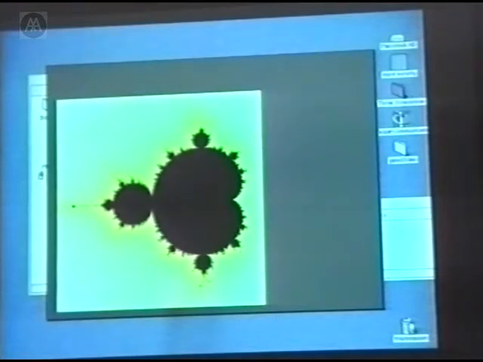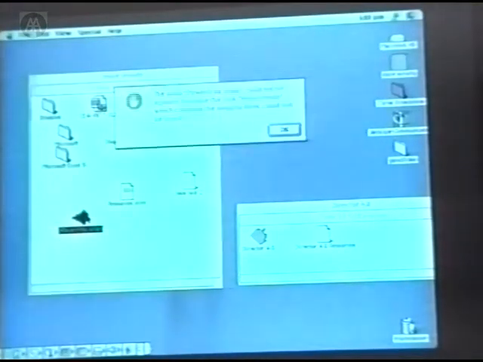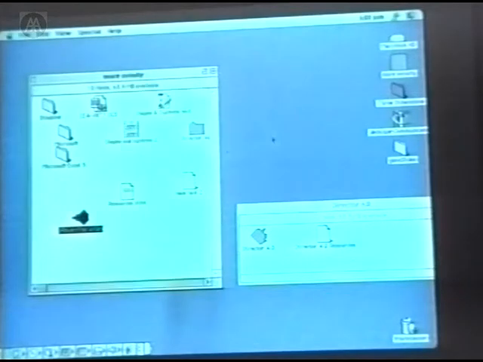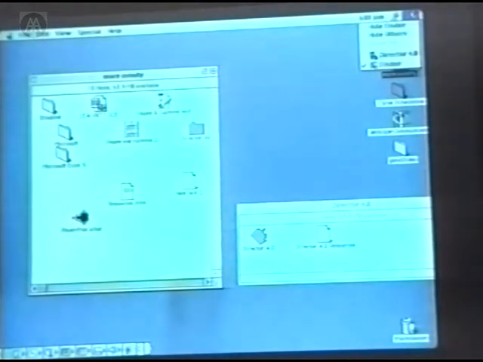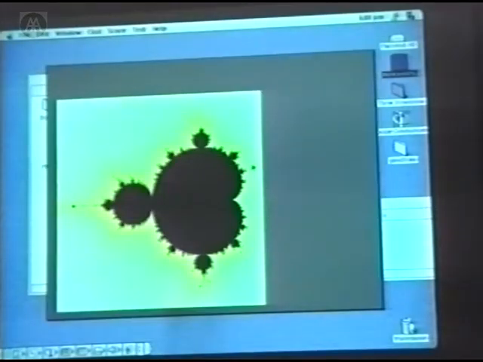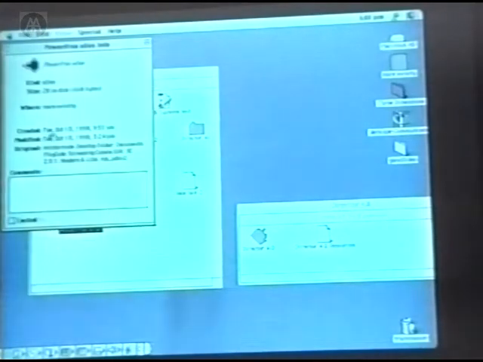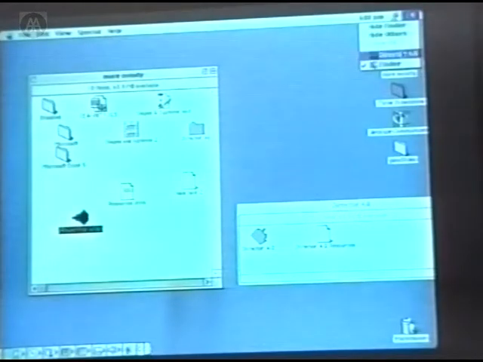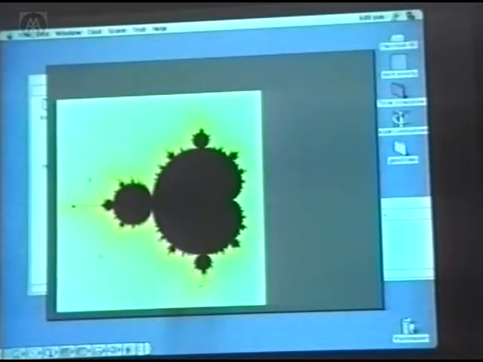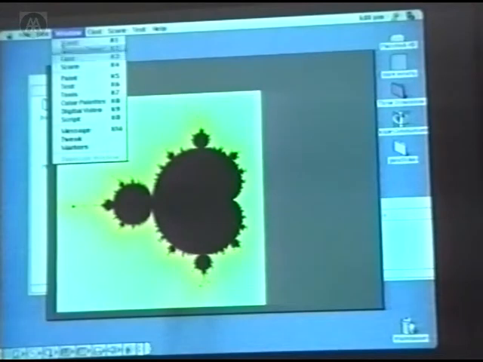Let's quickly... It's not there. Where's it gone? Oh well, we can't do it. Right, forget it. No, I don't think it's on that disk. It's gone. Okay. Play.